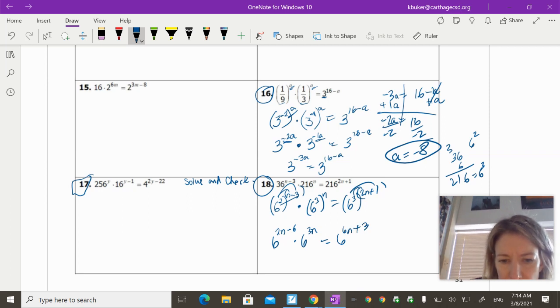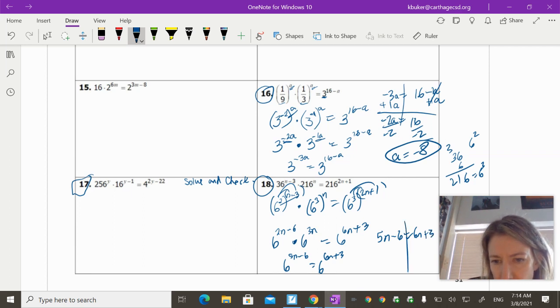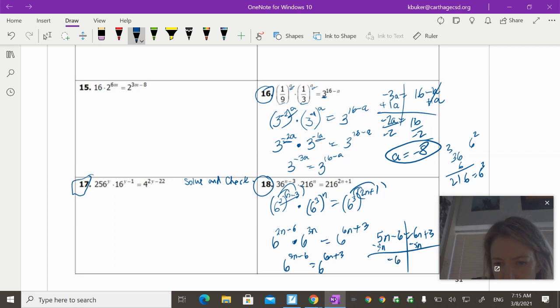Okay, so now that I have common bases, actually I want to use my exponent rule. When I multiply, I'm going to add exponents. So this is just going to be 6 to the 5n minus 6 equals 6 to the 6n plus 3. Now that the bases are the same, I can set up my equation. So 5n minus 6 equals 6n plus 3. I'm going to subtract 5n from both sides. And I'm going to get negative 6 equals n plus 3. Subtract 3. And negative 9 equals n.